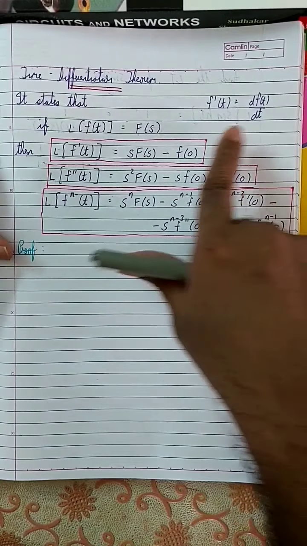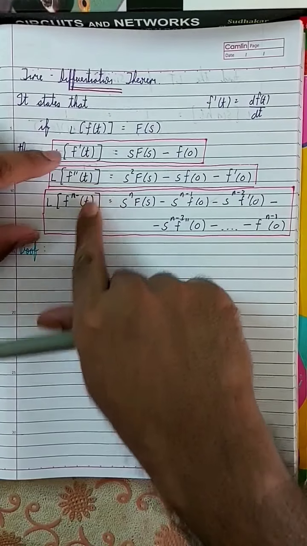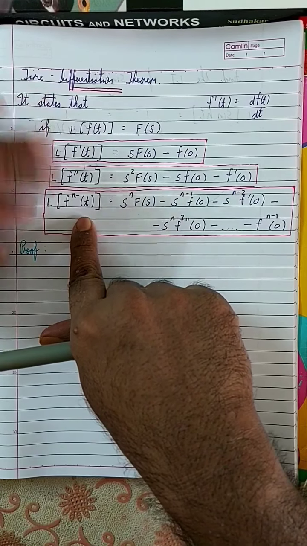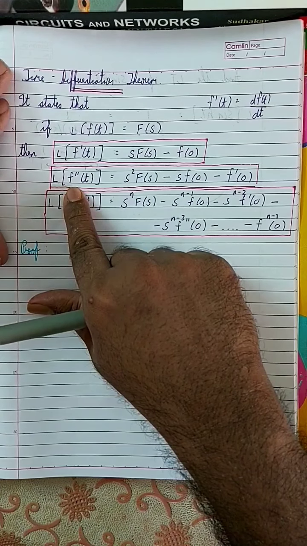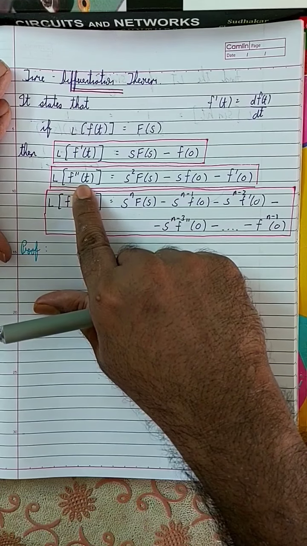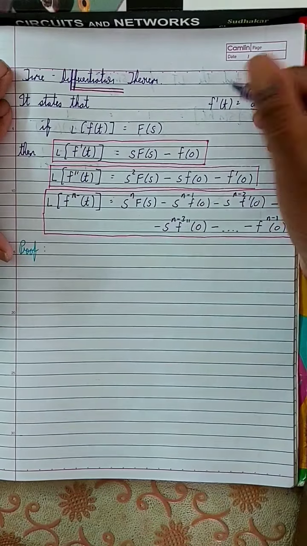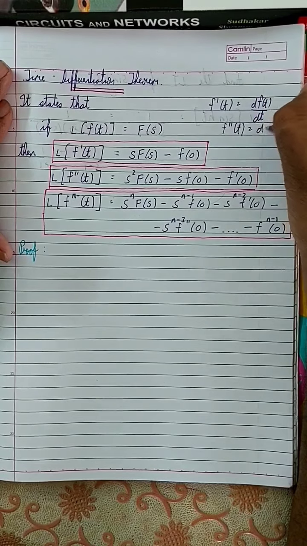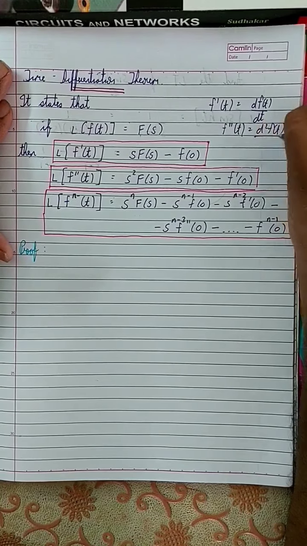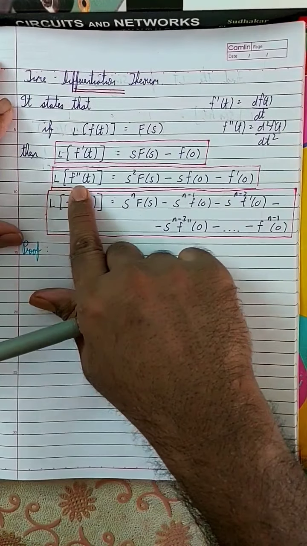Likewise, now if you look at the second equation, also look at how it is being written. What is the correlation between these two equations? The Laplace transform of f double dash t. f double dash t actually means the second order derivative of f of t. That is, f double dash of t means d square f of t by dt square. That is what it means. Second order derivative of f of t.